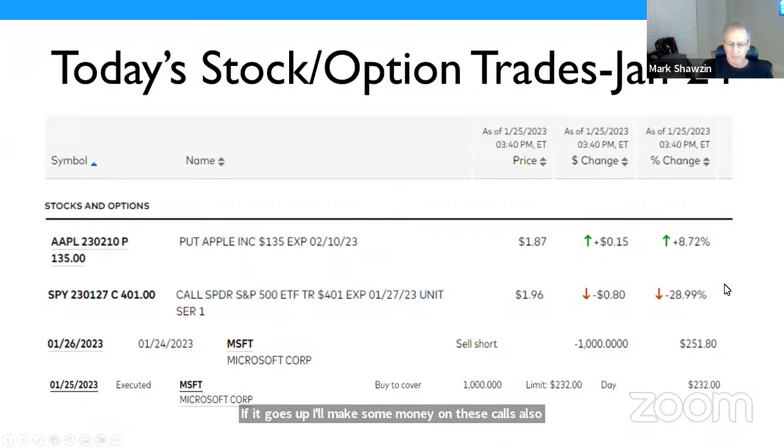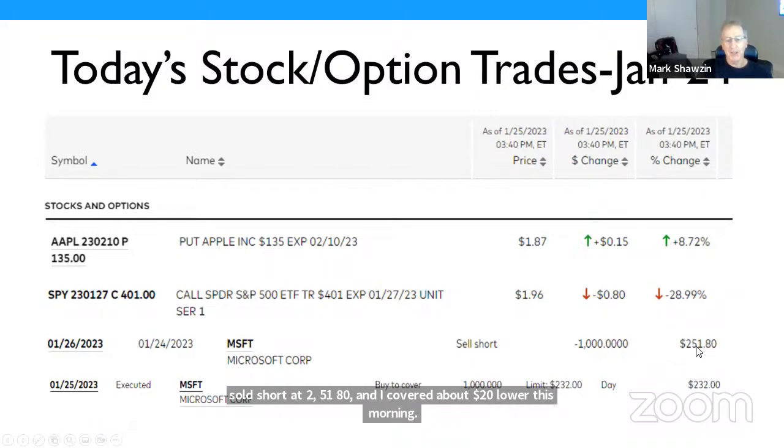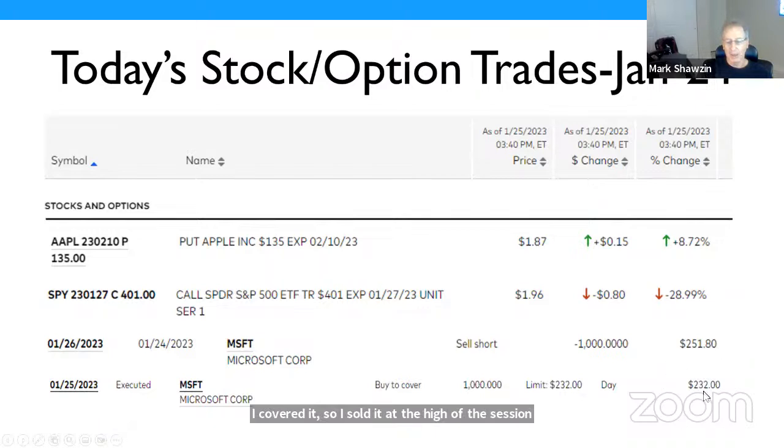Also last night in the post-market session, when we were on, Microsoft was trading at $252. It was up about $11 on the session. And I just decided to sell into that. I sold short at 251.80, and I covered about $20 lower this morning. So I sold it at the high of the session yesterday and bought it at the low today. So that's just stupid luck.